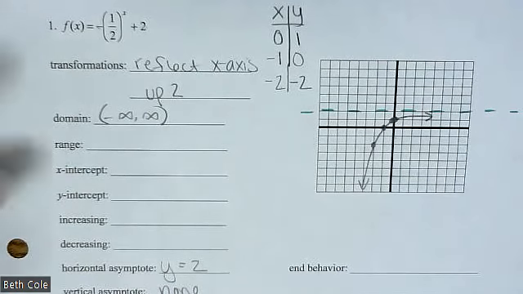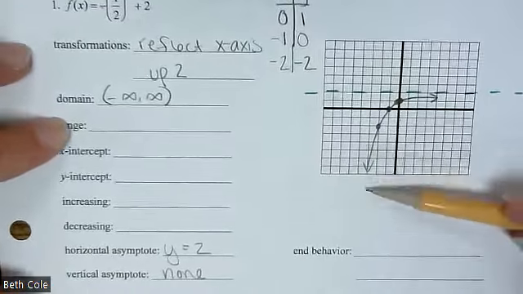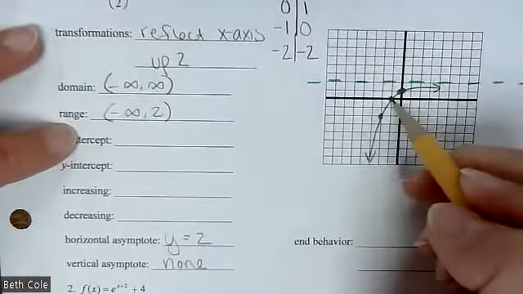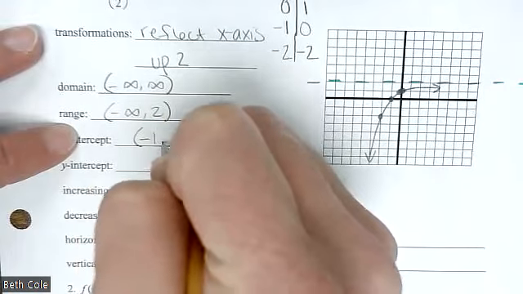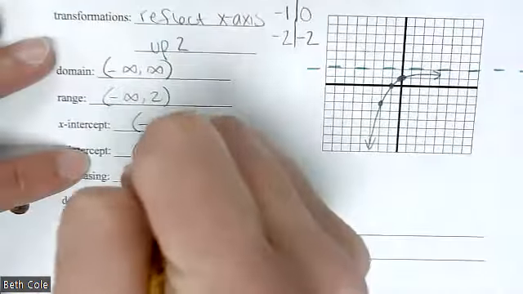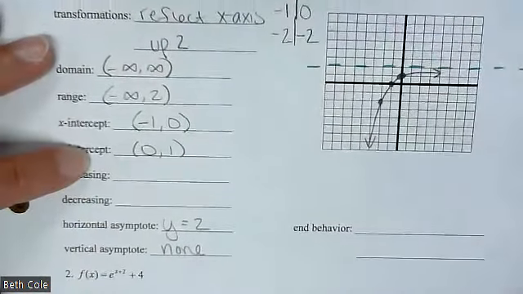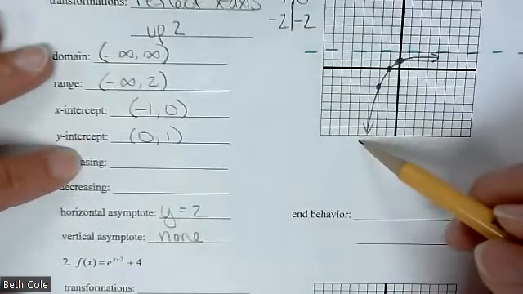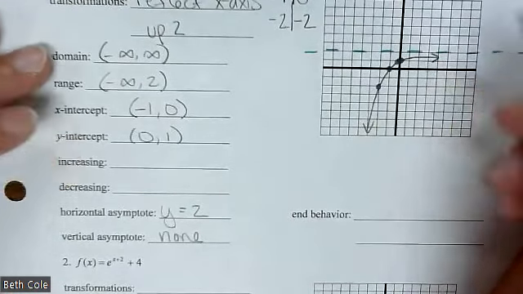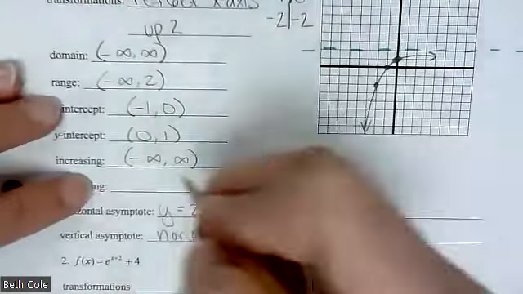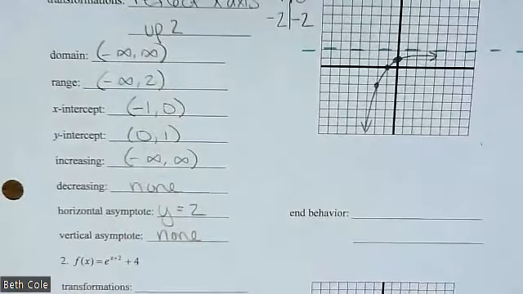Okay. Range goes downwards to upwards. So what is our range? Good. -infinity to 2. X-intercepts: -1, 0. Good. Y-intercepts: 0, 1. One of these will say none. Are we increasing or are we decreasing? Increasing is the domain, which is all reals. Decreasing is none.